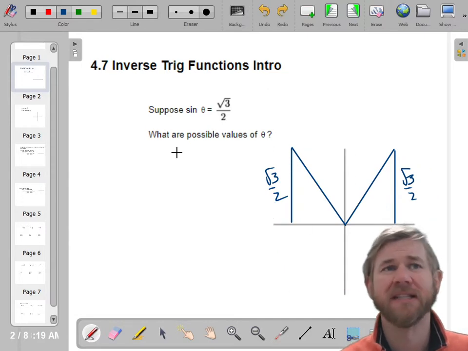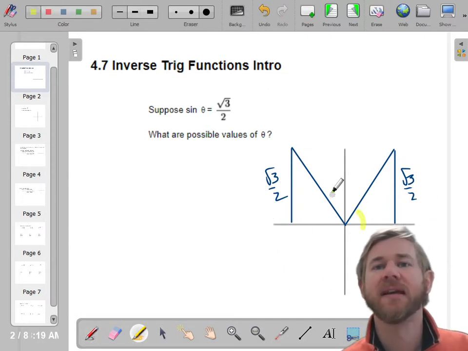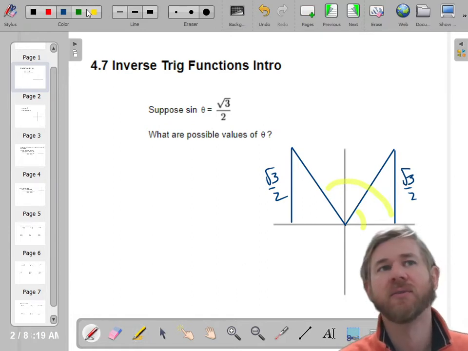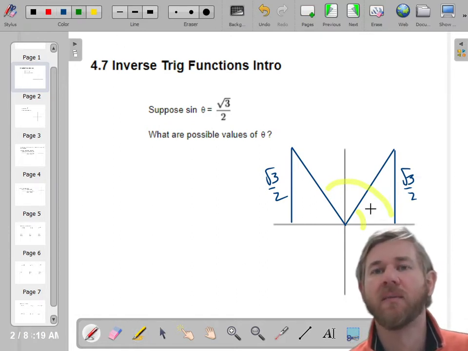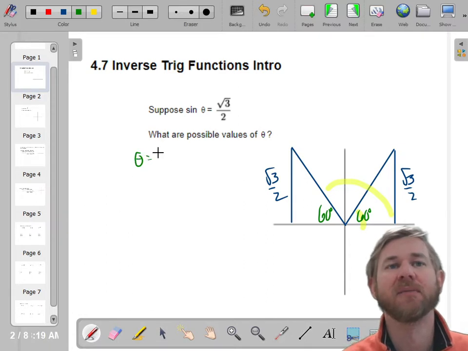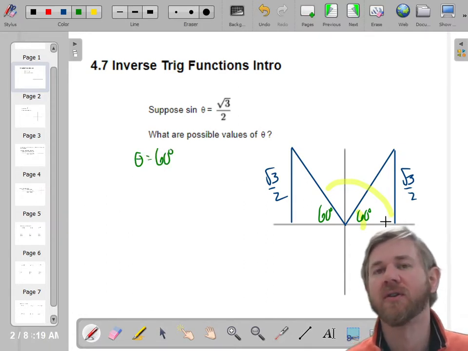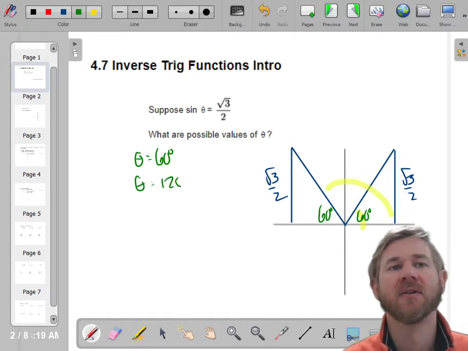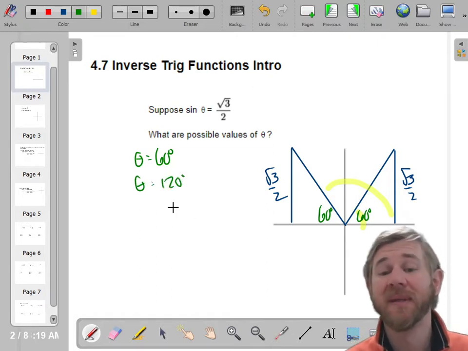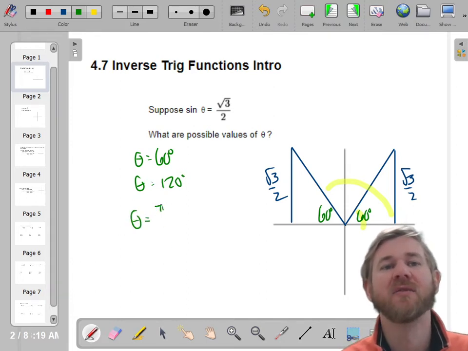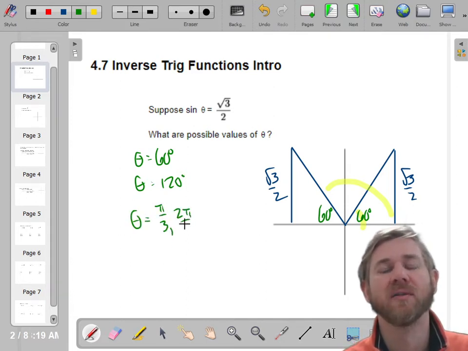So if I say what are the possible values of theta, I either want this angle or I want this angle. And you should remember that if it's a radical 3 over 2, across from radical 3 over 2, the angle is 60 degrees. So these are 60-degree reference angles. So the angles that theta could be would be 60 degrees in the first quadrant, or in the second quadrant, 180 minus 60, which is 120 degrees. Now, we'll probably be working in radians most of the time, so I'll say theta could be pi over 3 or 2 pi over 3.